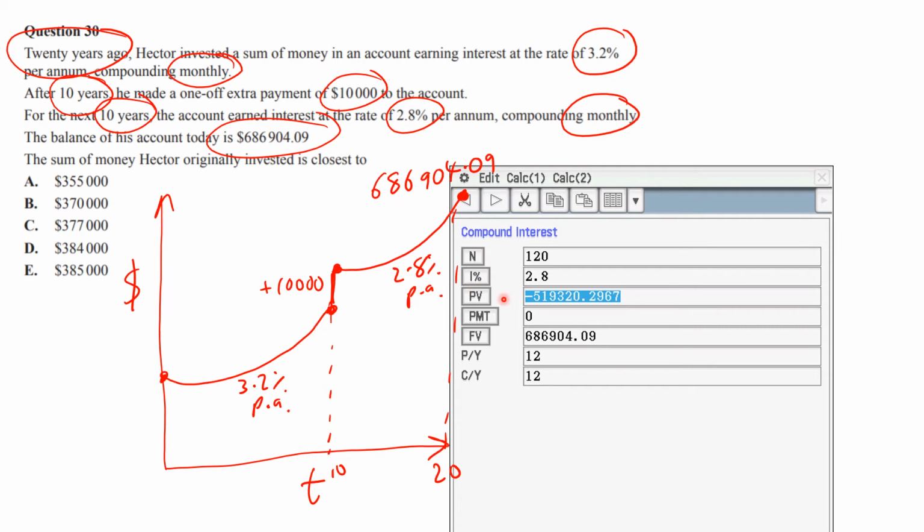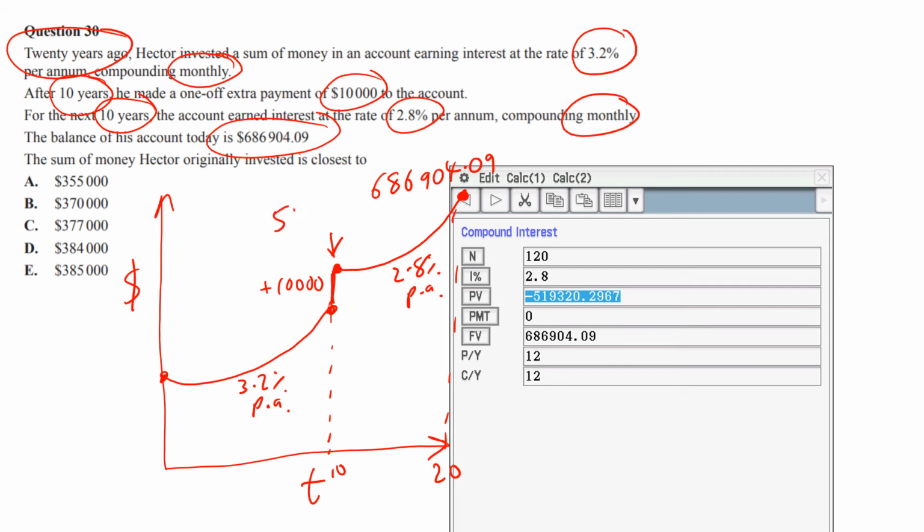So if you look at this calculator, I started with my 686,904.09 as my final value, because we're starting here at this point, the final value. Payments are 0. 120 payments, because that's monthly. Remember, it's monthly for 10 years, so that's 120. There's the 2.8, that 2.8, and 12 and 12 because monthly again. And that gets me to this point, 519,320.96.